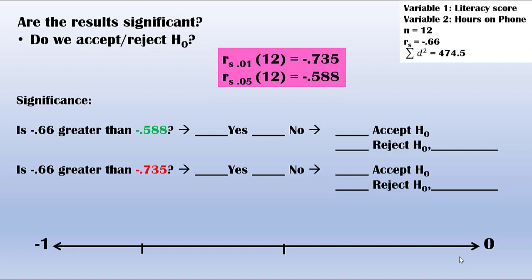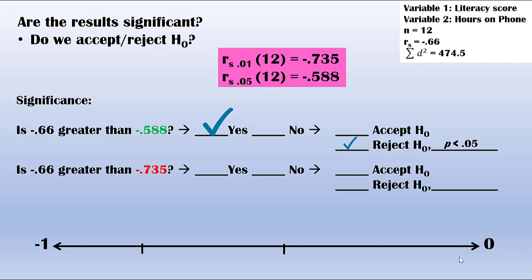So let's check for significance. Is our Spearman value of negative 0.66 greater than negative 0.588? Yes, it is. So that means that we get to reject H0, and we get to do that at the 0.05 level. Although we found out that we were able to reject the null hypothesis at the 0.05 level, we still need to check for the 0.01 level.